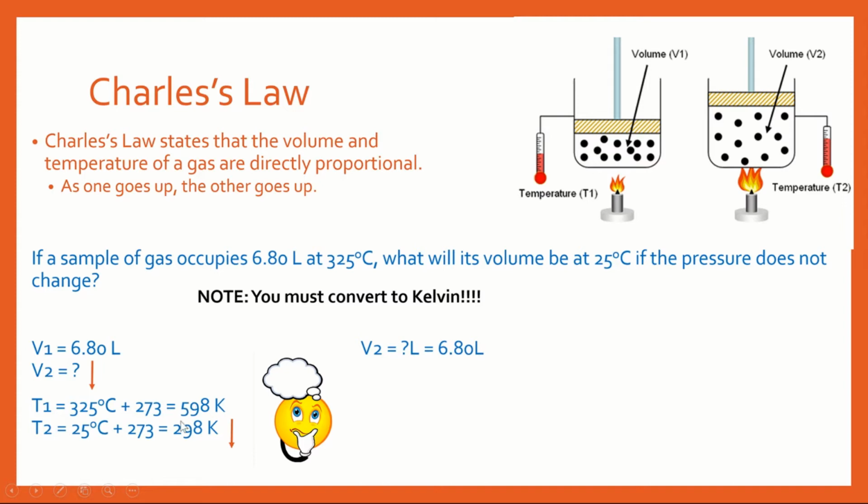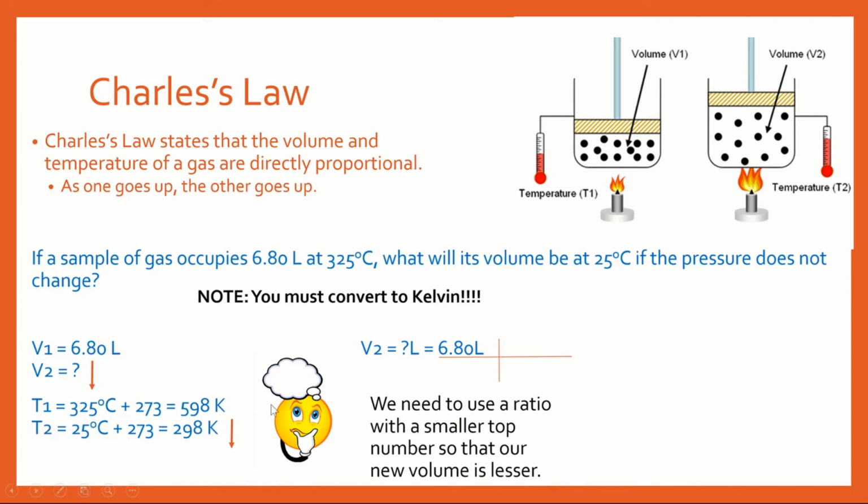Okay, so I look at my two numbers, 598 Kelvin and 298 Kelvin. How will I get a smaller number? Do I want the big number on top or the smaller number on top? If I want to get a smaller value, I want to put the smaller number, 298, on top. 298 divided by 598 is going to be a fraction. It's going to be less than 1, and that's how I'll get a smaller volume than 6.8. So I want to put my smaller number on top, the larger number on bottom. I multiply through, and I get a final volume of 3.39.